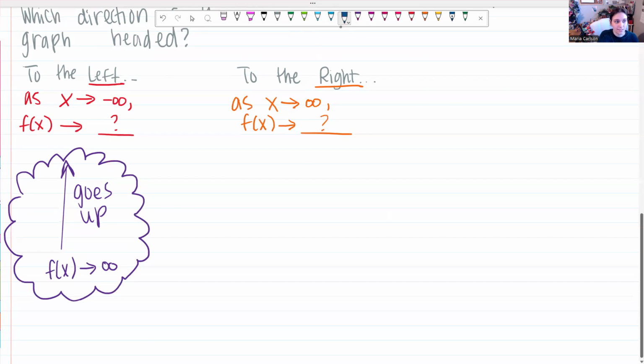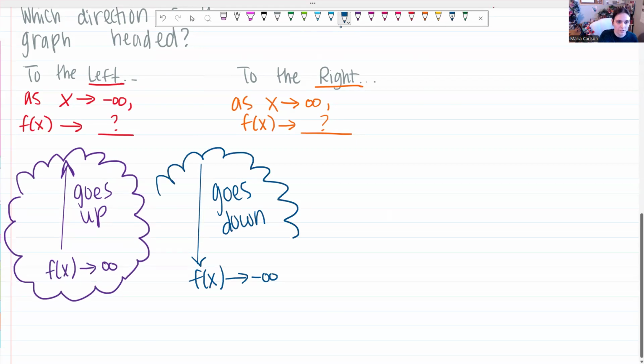Then I would say that f of x is going to positive infinity because it is going up. Now, if f of x is going down, then I'd say the opposite. I'd say that f of x is not going to positive infinity, it is going to negative infinity. So if our graph, as we look to the left, the function is going down, I would say as x goes to negative infinity, f of x goes to negative infinity, meaning as we go to the left, the graph is going down.